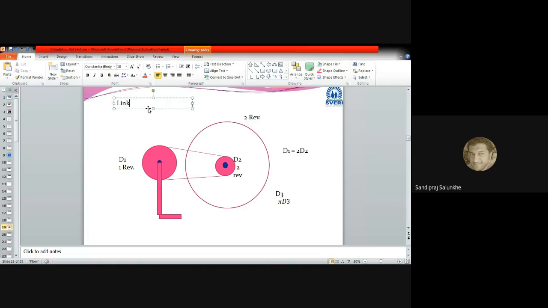Link. Now, first of all, we have to study what the link is. Are you getting my point? To understand the mechanism, the first thing we have to learn is the link, which are connected with each other, and their mechanism starts. So our study is we are starting from the link.